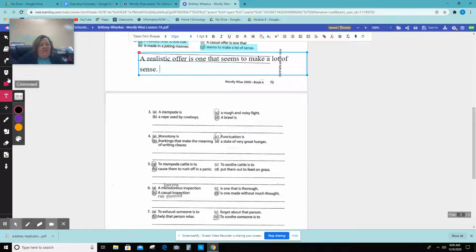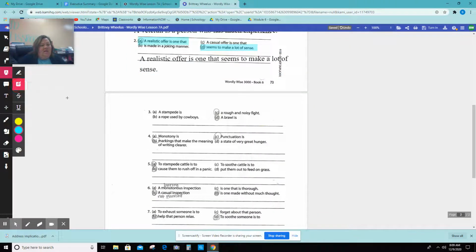Number 3, I'll go back to my highlighter. A stampede is a rope used by cowboys. A stampede is a rough and noisy fight. A brawl is a rope used by cowboys. A brawl is a rough and noisy fight. All right, a brawl is a rough and noisy fight.